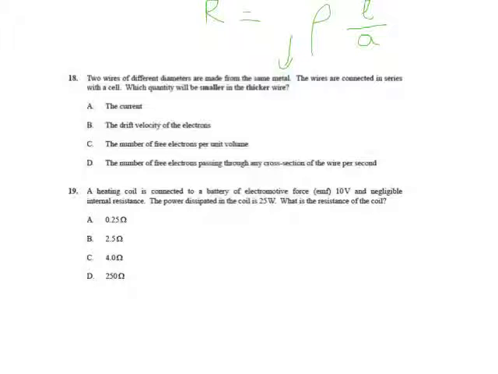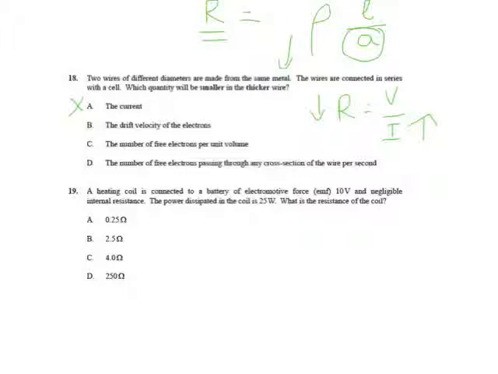Well, if you have a thick wire, that means the resistance will be lower. Okay, and if the resistance is lower, then the current is going to be higher. So it's not current. The drift velocity of the electrons, well, that one's a bit strange, so let's come back to that one in a minute.